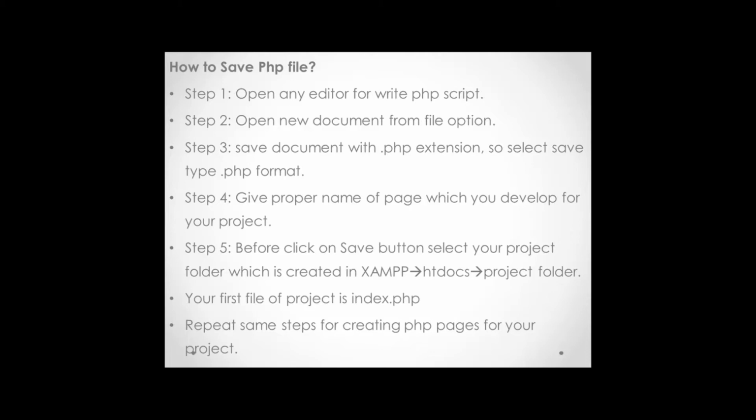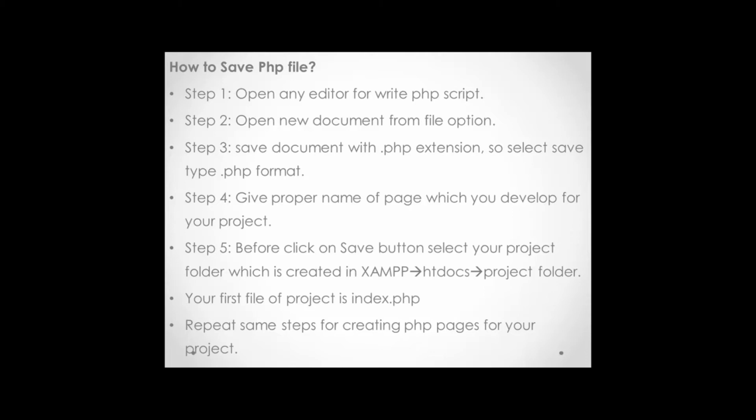Now we have to save this document. For saving this document, you have to press Ctrl S or select the File option and go inside the Save option. When you press Ctrl S or select the Save option, it will open the Save window. Inside the Save window, there are two options for saving a file. One is file name and the second is save type.